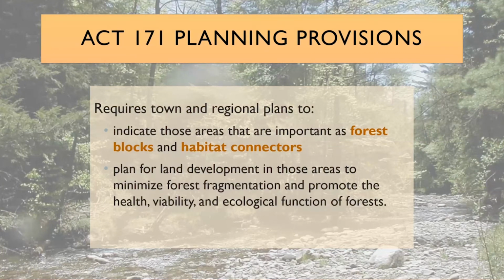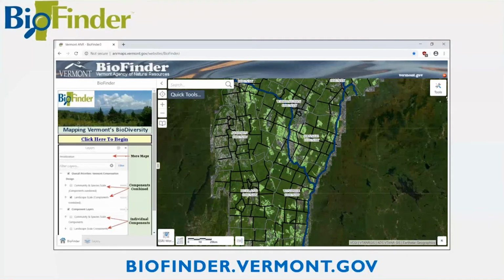So in this next section, I'm going to get in a little bit more of the weeds on how we take this concept of forest blocks and connectors and really apply it in the town and regional planning world. My first piece of advice to you is to start with BioFinder. Andy will put this link in the chat, but it's biofinder.vermont.gov, and here's the map that you're seeing.